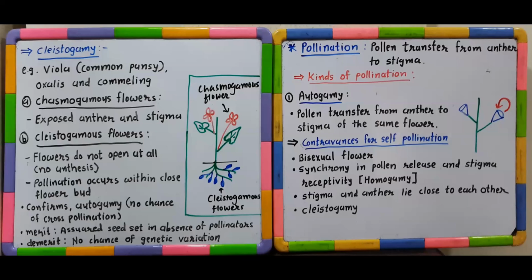Students, in the last lecture, we talked about female gametophyte development. With that, both male and female gametophyte development topics are completed. We switch over to the next topic, that is pollination. The transfer of pollen from the anther to the stigma is termed pollination.